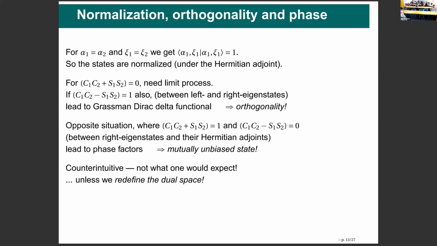The opposite situation, where this goes to 1 and this goes to 0, gives me phase factors. And that makes these things look like mutually unbiased bases. But this is counterintuitive. Why? Because this orthogonality condition seems to show up between the left and right eigenstates of the same operator. And we are not expecting that because these Bogoliubov operators are not Hermitian. And moreover, the mutually unbiased basis seems to show up in inner products between a left eigenstate and its Hermitian adjoint. You do not expect an eigenstate and its Hermitian adjoint to act like mutually unbiased bases. So what is going on here?